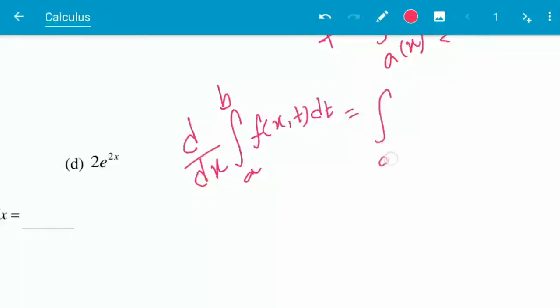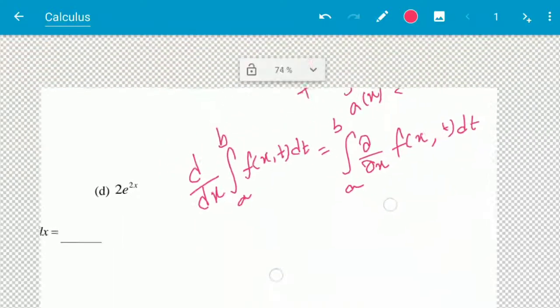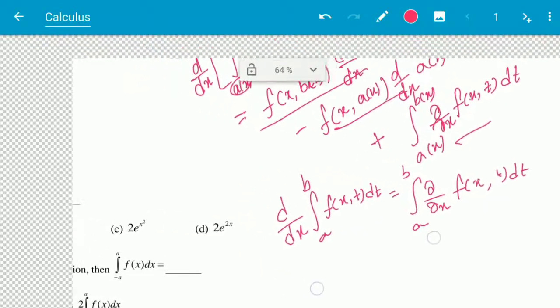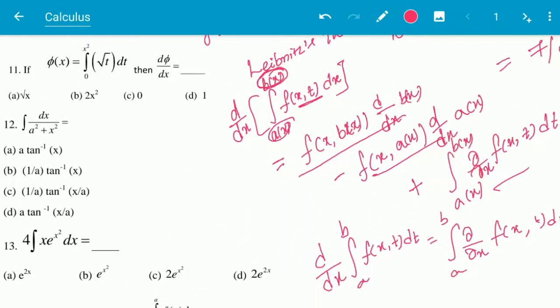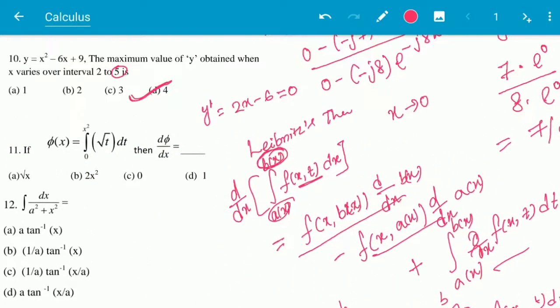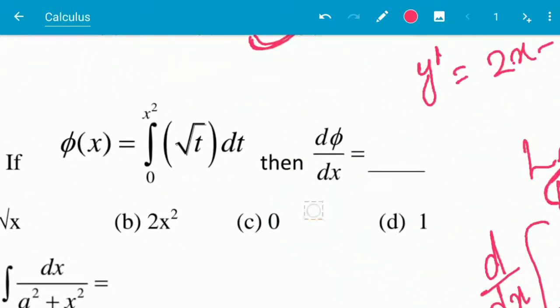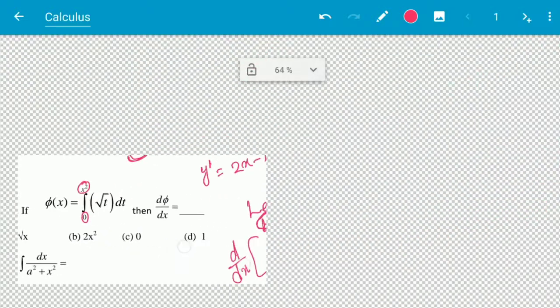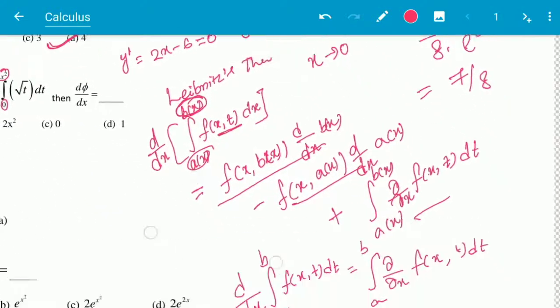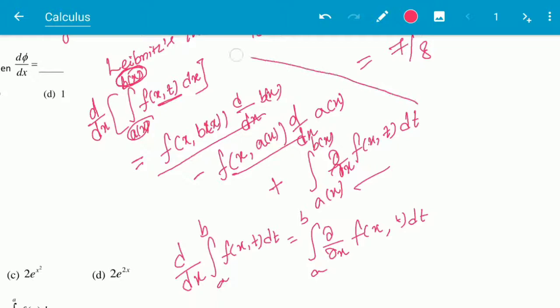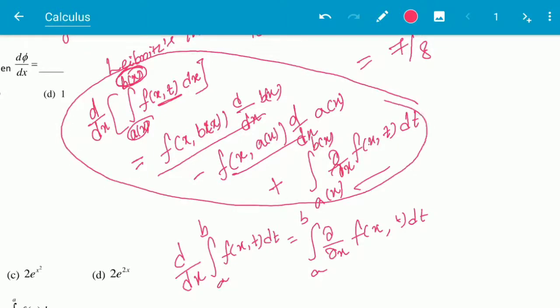This will be the integral from a to b of del by del x, and here this is the partial derivative with respect to x of f(x, t) dt. This is the reduced formula. And what is the condition here? Here the limits are from 0 to x square, that means both are functions of x. So we have to apply the first formula here.